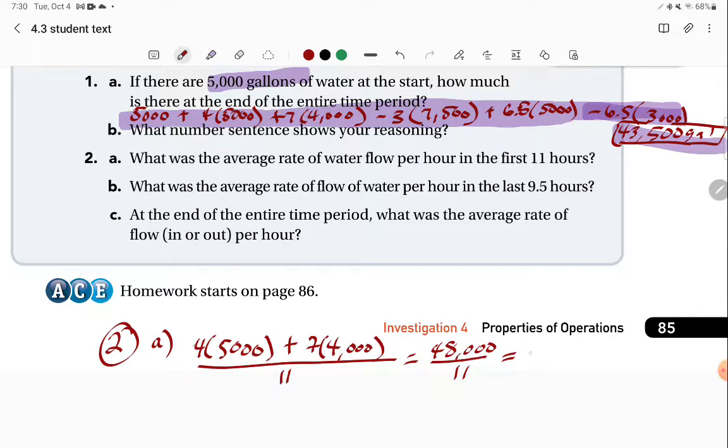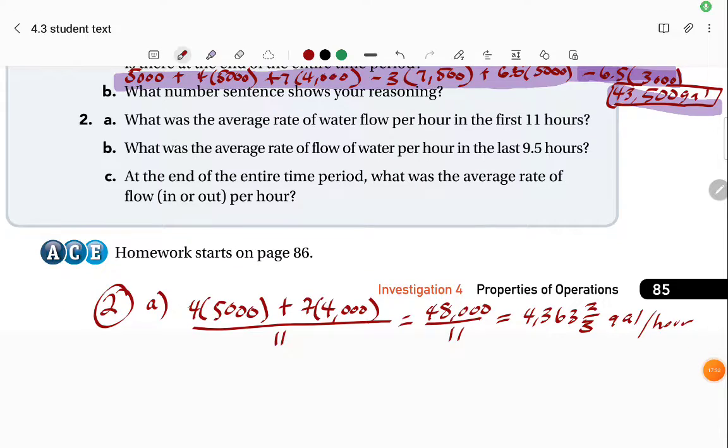So that's 4,363 and 2/3 gallons per 11 hours. So the rate is gallons per hour, yeah. So 4,363 and 2/3 gallons per hour after the first 11 hours.